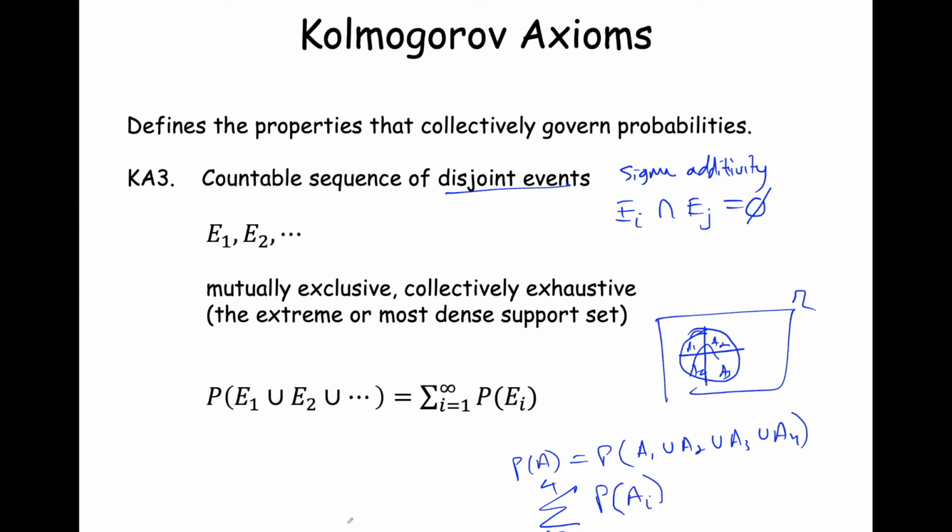Okay? And so this sigma additivity says that if you want the probability of a complex event and you can decompose it into a set of non-overlapping or disjoint events, the probability of that decomposition is just the sum of the other probabilities. And so that means that if you have a countable sequence of events, you put them together, you get a complex event whose probability is just the sum of the constituent events.